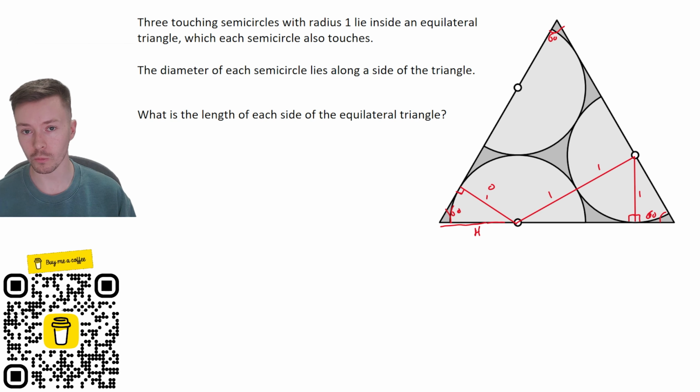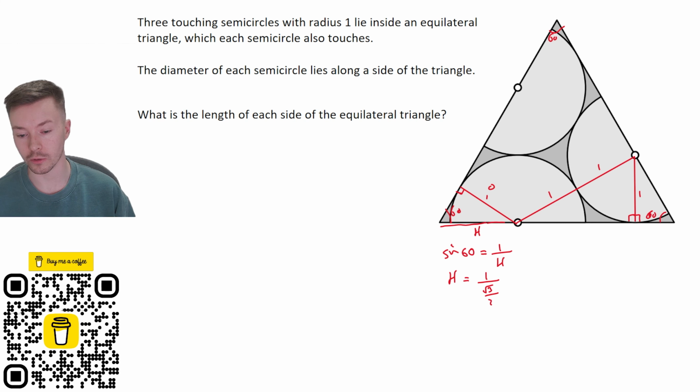So with trigonometry, SOHCAHTOA, I'm going to be using sine here to work out this side. And actually sine 60, sine of my angle, is equal to the opposite, which is 1, over the hypotenuse. Now, if we multiply by h and divide by sine 60, then what I get is that h, or the hypotenuse, is 1 over sine 60. Now sine 60 is root 3 over 2. So multiplying numerator and denominator by 2, I end up with 2 over root 3.